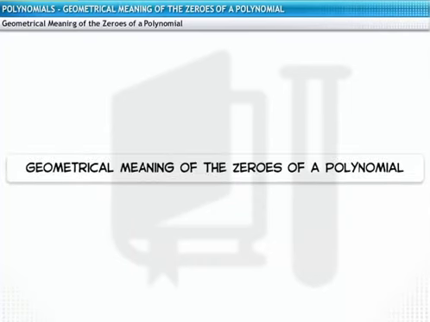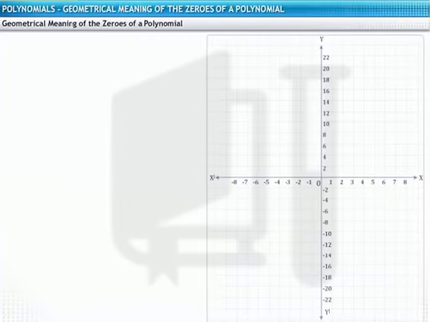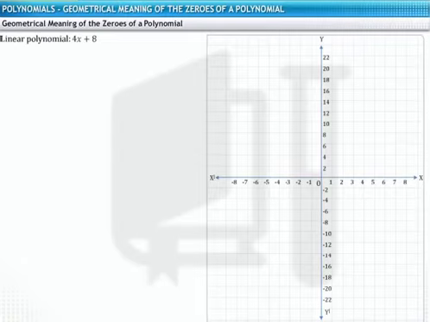Let's discuss the geometrical meaning of the zeros of a polynomial. Here, we will see the graphical representation of a polynomial. Consider the linear polynomial 4x plus 8. Assume that the polynomial is equal to y. To determine the geometrical meaning of the zeros of this polynomial, we'll have to plot this equation on the graph.